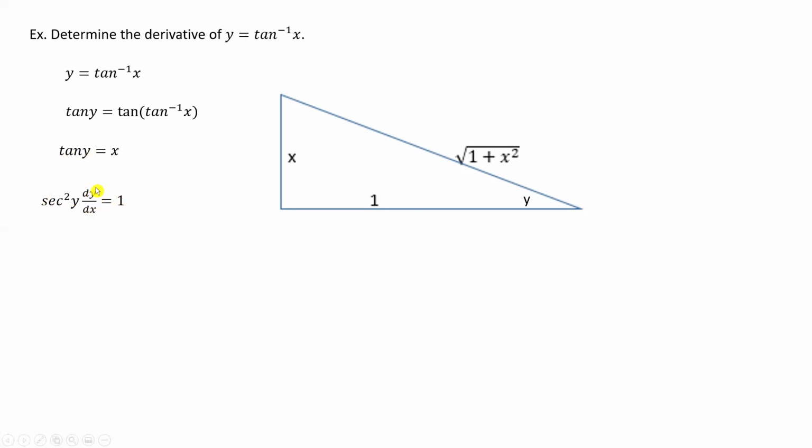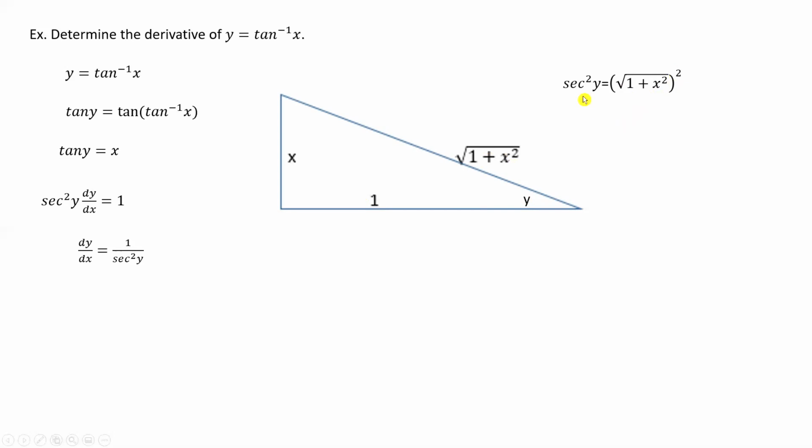Our goal is to get dy dx by itself, so we'll divide both sides by secant squared y. And again, because we started with x, we'd like to end with x. So we'd very much like to get rid of secant squared y. We'll look at y. Secant squared is 1 over cosine squared. Cosine would be 1 over the square root of 1 plus x squared. So secant will be the square root of 1 plus x squared over 1. Secant squared, square root of 1 plus x squared, squared.